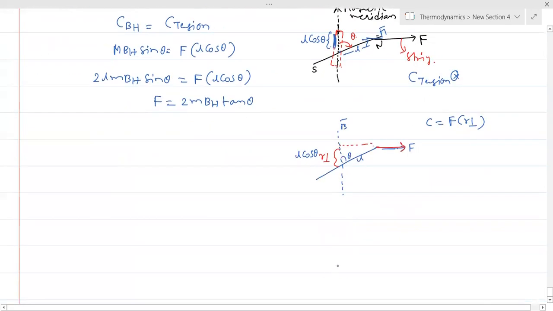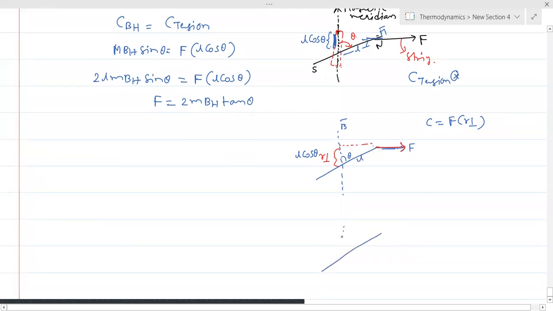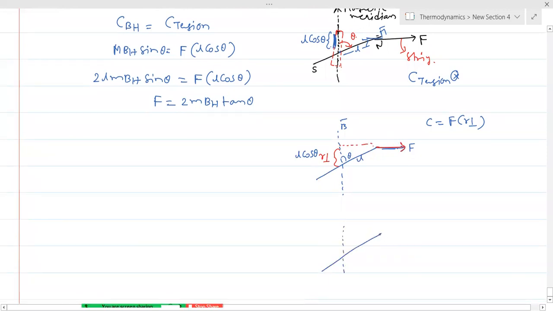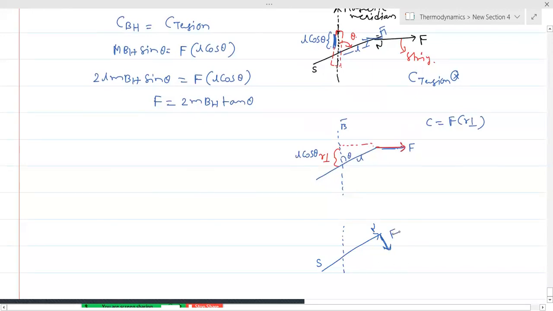Suppose I am taking a similar approach, but with some difference: if the string is pulled normally to the magnet, for example, this is the south pole and this is the north pole, your string is connected normally to the bar magnet and you are pulling with a force here.